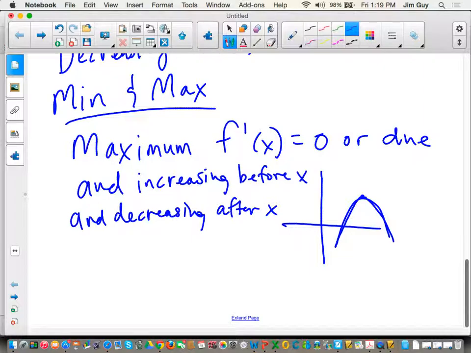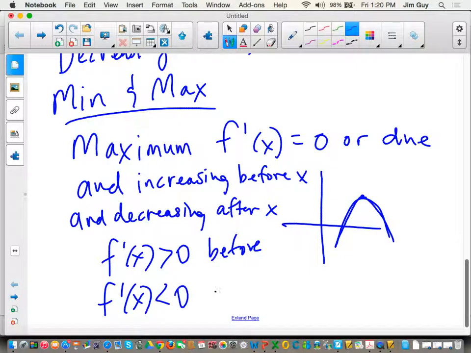And instead of using the words increasing and decreasing, how can we use those with calculus symbols instead? Oh, we don't want to use limits. What does increasing mean? F prime of x is greater than 0. So instead of saying increasing, I could say f prime of x is greater than 0 before, and f prime of x is less than 0 after. So all this together helps you decide whether or not it's a maximum or minimum. So that would be a maximum.